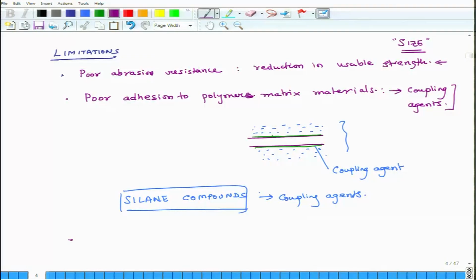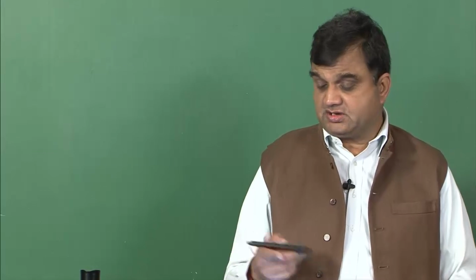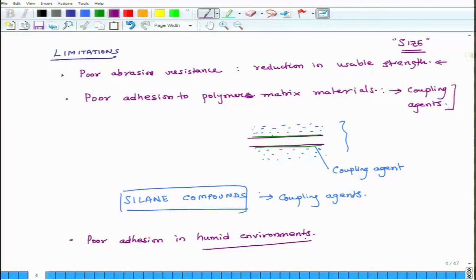A third limitation of glass fibers is poor adhesion in humid environments. If there is moisture in the air and you are trying to make some glass fiber composite, say you are spraying polyester matrix over glass fiber, and if there is a lot of humidity, there are chances that the matrix may not stick very tightly to these glass fibers. Okay. So, you have to ensure that whenever manufacturing of these glass fiber based composites is happening, the environment should be dry. So, this is another important limitation.